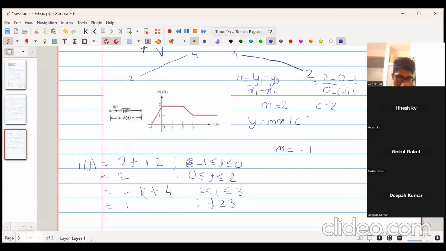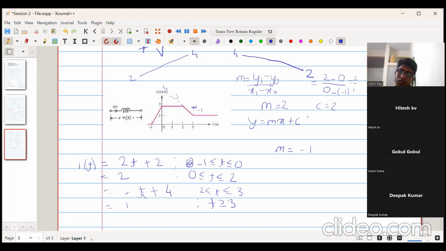Sir, how will minus t plus 4 come, sir? Let me just extend this line. It has a slope of minus 1. That means between 2 to 3, between 1 second, it will decrease by 1. So if we go in the opposite direction, between 2 to 1, it will increase by 1. So at this time, its value will be 3. And from 1 to 0, it will increase by further 1. So at this time, it will have value 4.